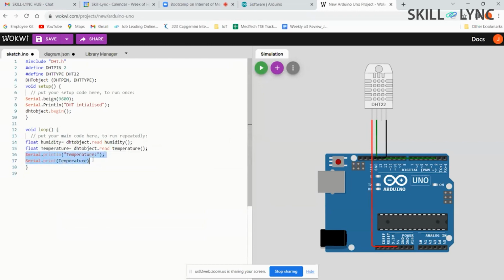Same you have to repeat. I'm going to do the same for humidity. We will check the variable spelling because I'm using Notepad. Yeah, so if you want you can use symbols, like if you want to display in Fahrenheit or Celsius, or if you want to put a percentage symbol, you can put it.